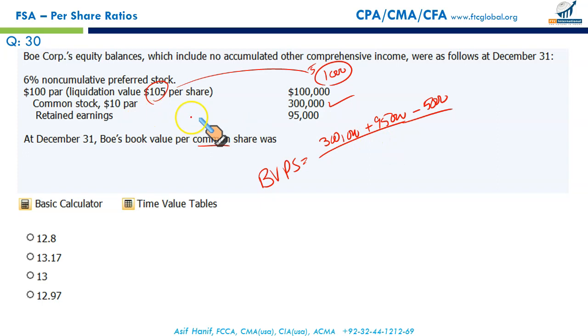And how many common shares do we have? There is a $300,000 figure on your balance sheet for common stock. Each share has $10 par. That means you have a total of 30,000 shares. So in the numerator now we have the common equity, adjusted for the excess over par payable to preferred stockholders, divided by the number of shares. So if you simplify, it will give you $13 per share, and that matches with your option C.